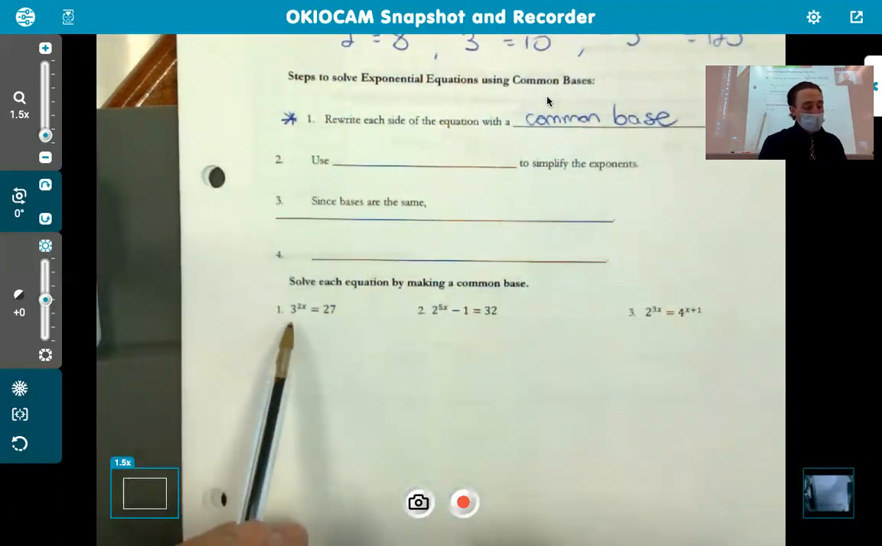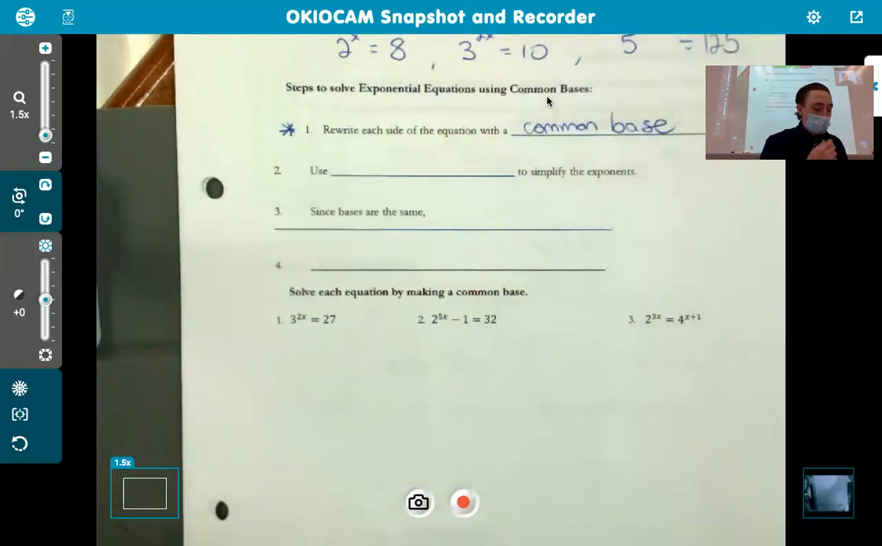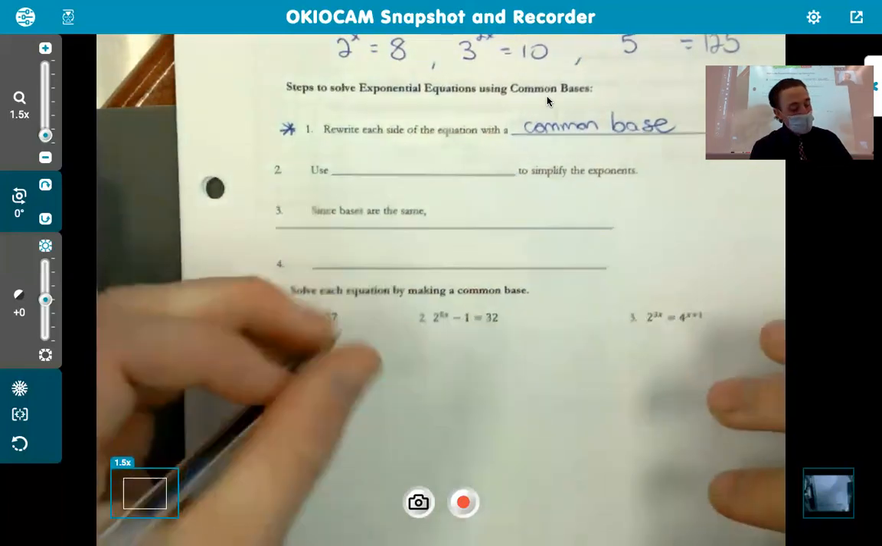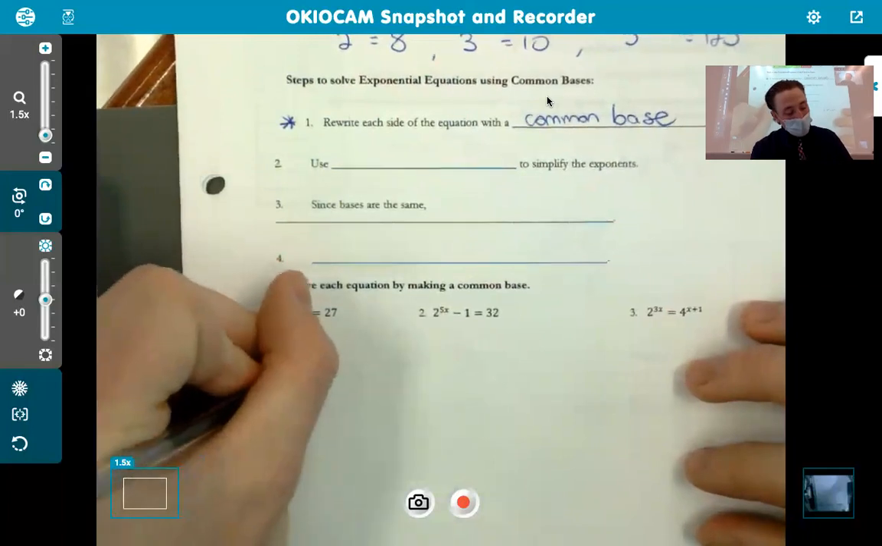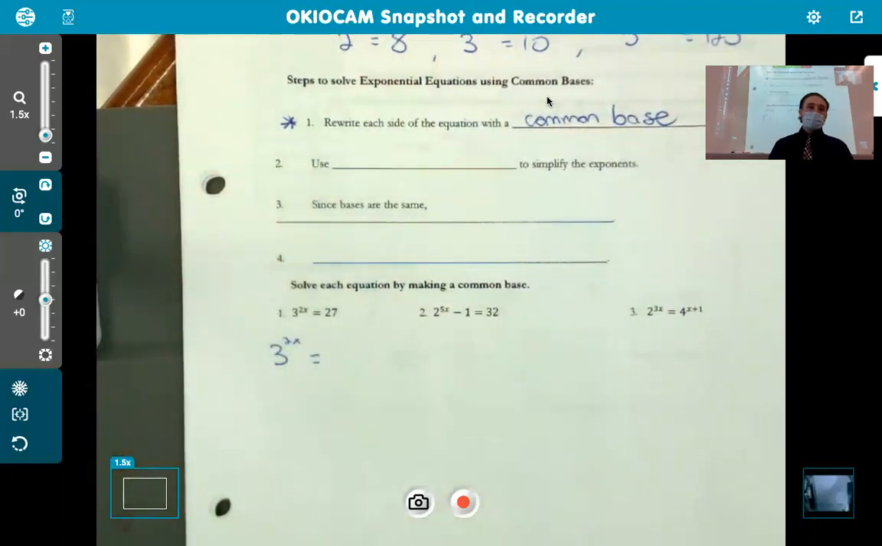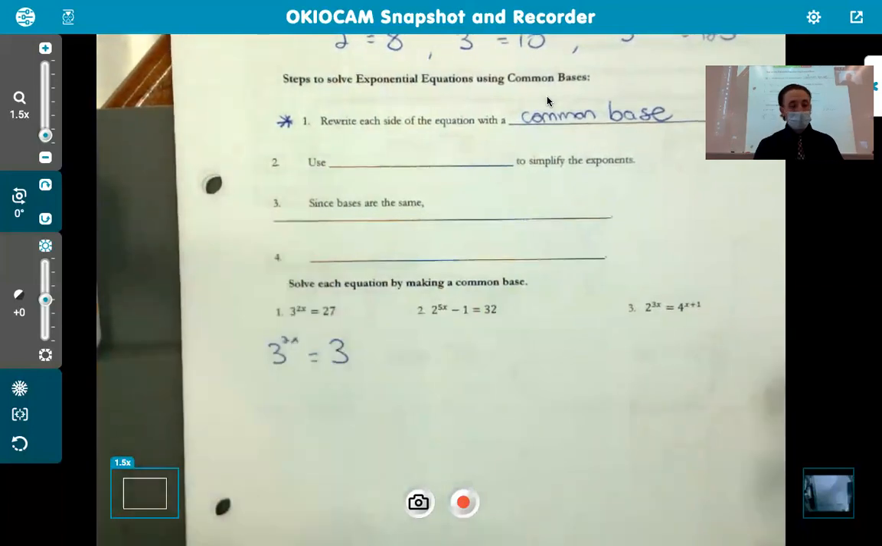On the left-hand side of example 1, I have 3 to the 2x power. All right. I'm going to keep that as is. And I'm going to ask myself, well, in order to get common bases, right, because I want the same base on either side, how might I be able to rewrite 27 so it has a base of 3 as well? 3 to what power gives me 27? So 3 raised to what power gives me 27? The third power. Good.